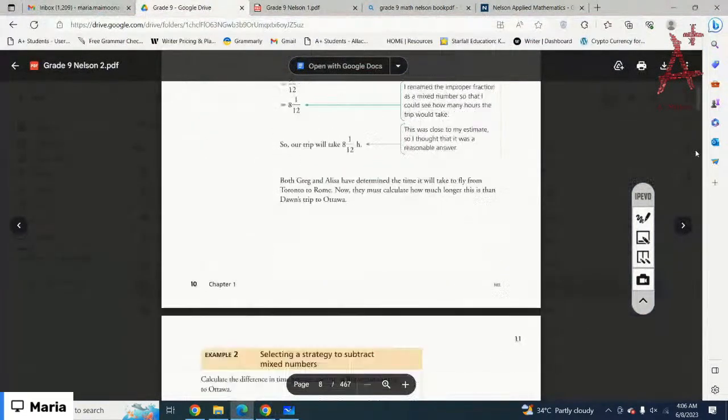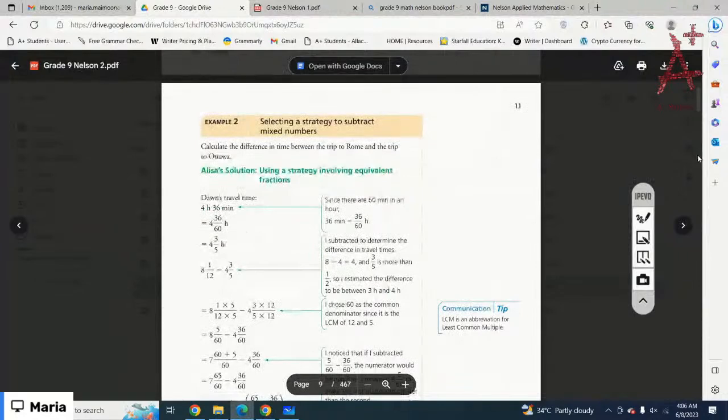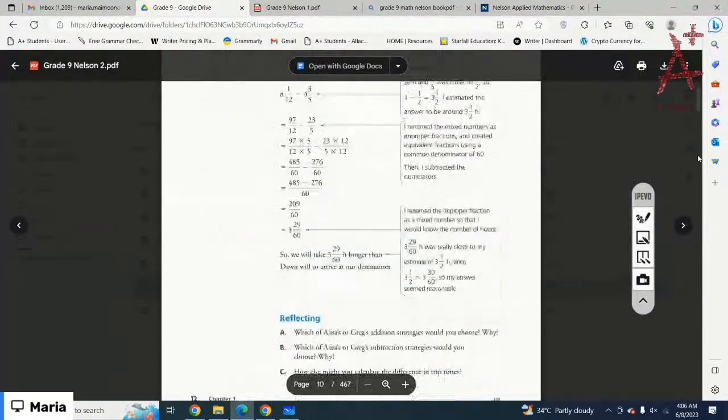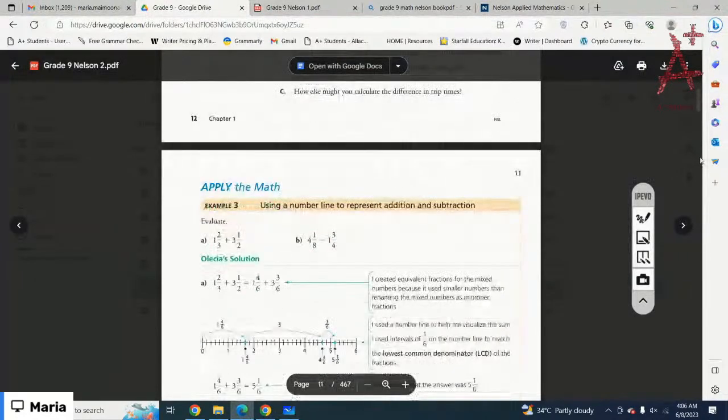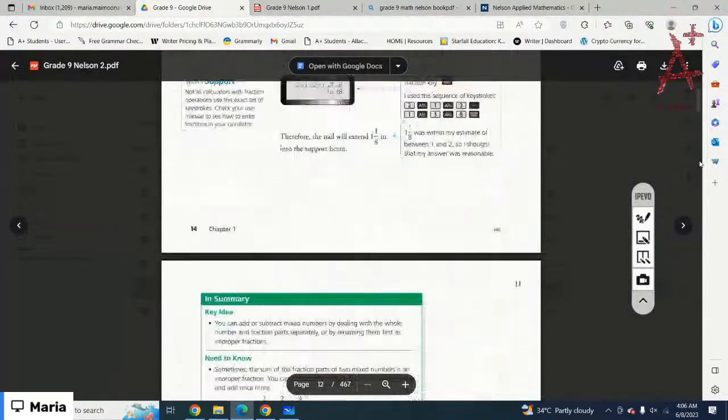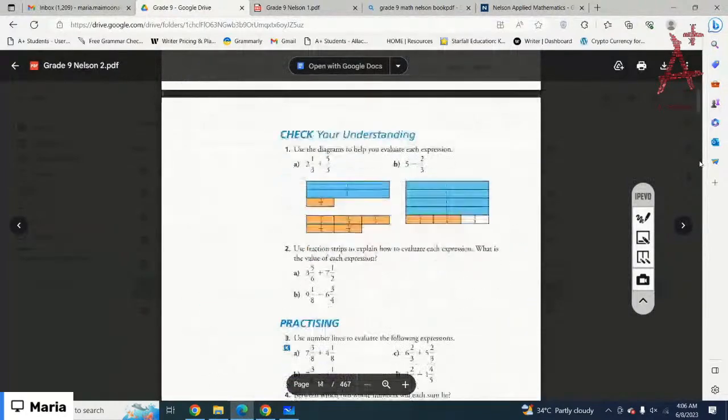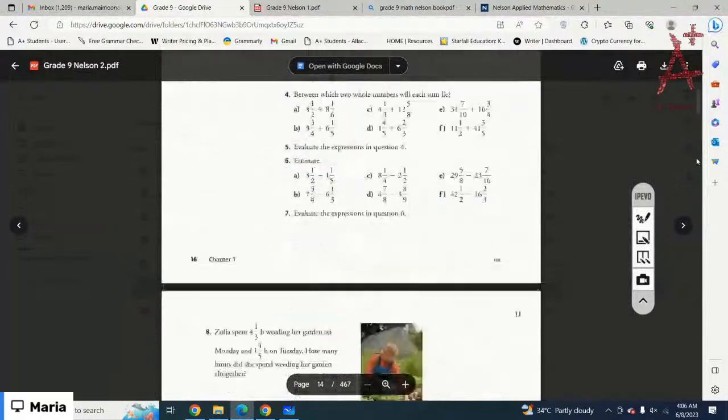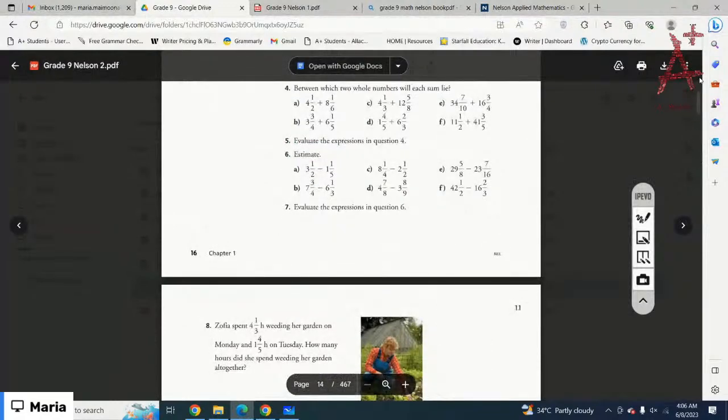You are given another way to add also. Let's just do another example. I'm going to start with the practice questions so that we can do more and more practice questions. Got it?